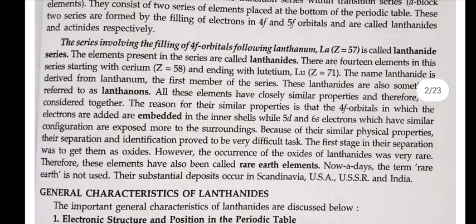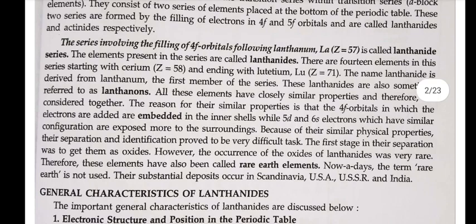There are 14 elements in this series, starting with cerium, Z equal to 58, and ending with lutetium, Lu, Z equal to 71. The name lanthanide is derived from lanthanum, the first member of the series. These lanthanides are also sometimes referred to as lanthanones. All the elements have closely similar properties and therefore are considered together.